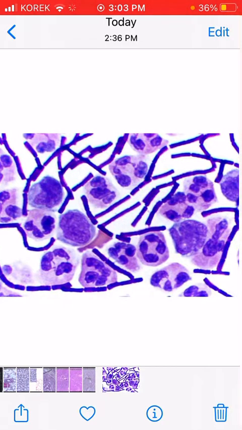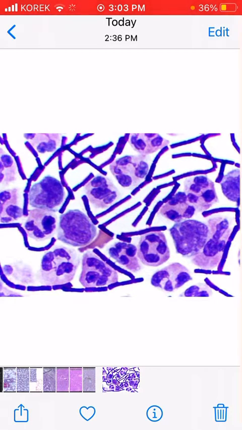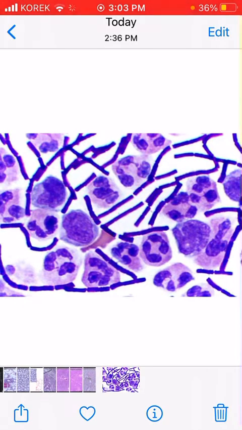The size of anthrax is about 4 to 8 micrometers, and it's gram-positive rod-shaped. It's just like a rectangular rod-shaped bacteria that has spores in it. We have some ways to detect anthrax.